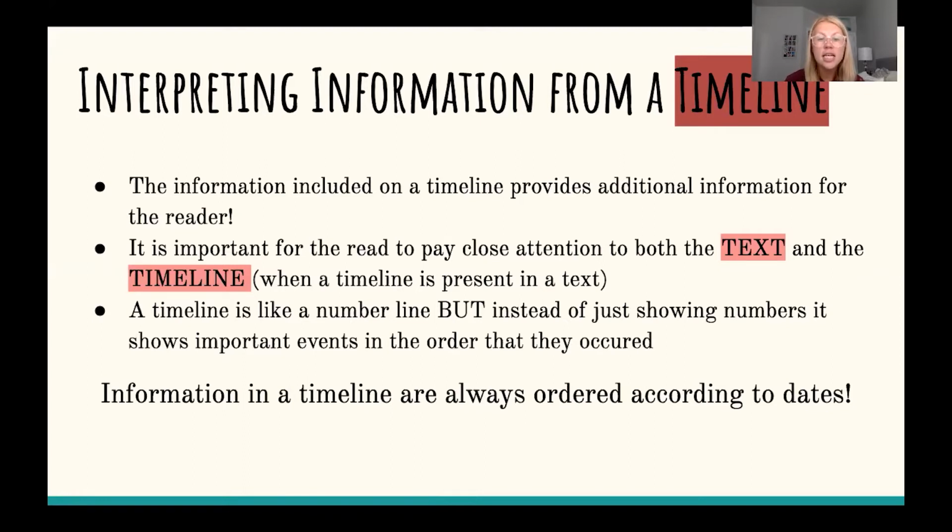And information in a timeline is always ordered according to dates. So the information always goes from left to right, and it's always in order of the dates that the events occurred.